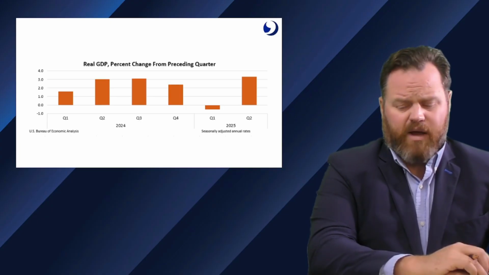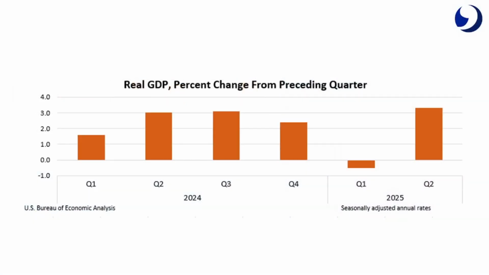But what's been happening lately? Well, let's zoom in quickly. Last year was pretty good. We had growth all 4 quarters. In 2025, we had a negative quarter, and then we had a huge resurgence in Q2. And what are we expecting in Q3?